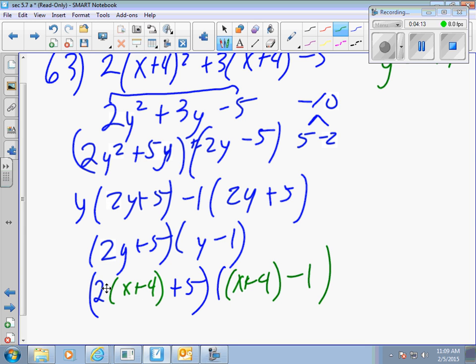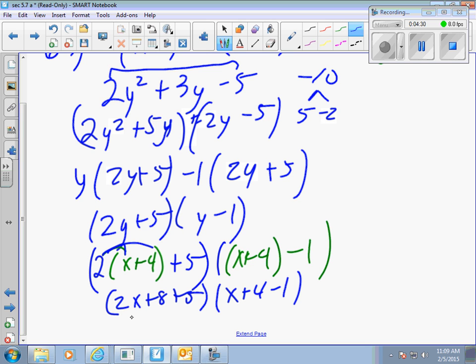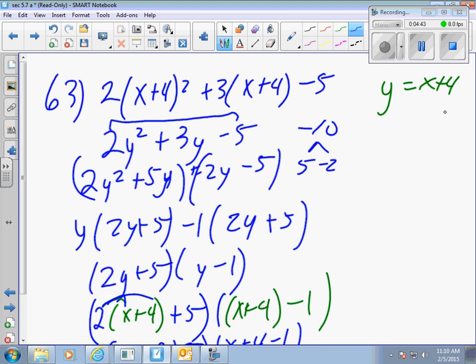So then when I simplify, I have to distribute here. I get 2x plus 8 plus 5. And here I get x plus 4 minus 1. And my last step here is to simplify a little bit into 2x plus 13. 8 plus 5 is 13. Here I get x plus 4 minus 1 is 3. So once you substitute up here, you've got to remember to resubstitute down there.